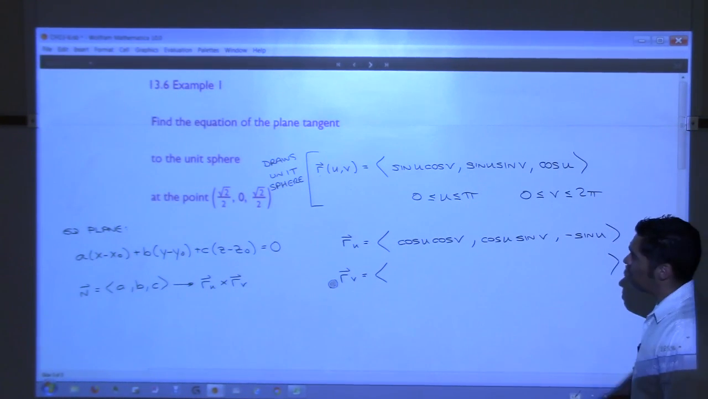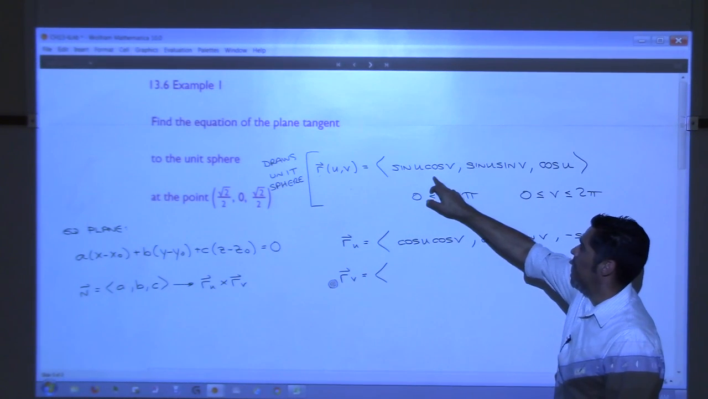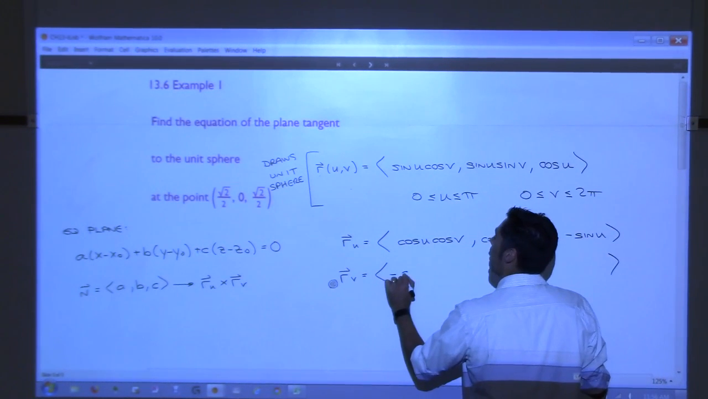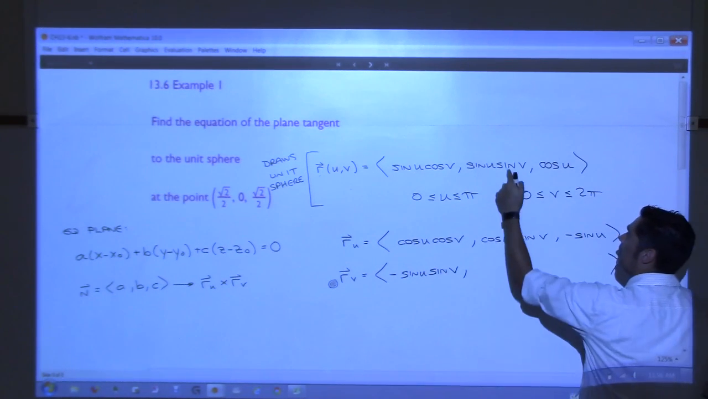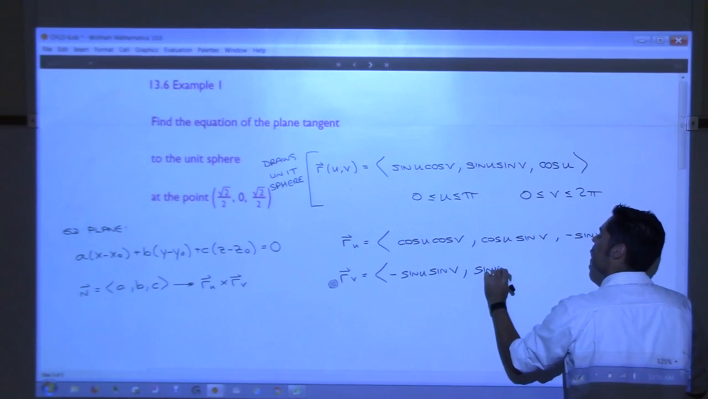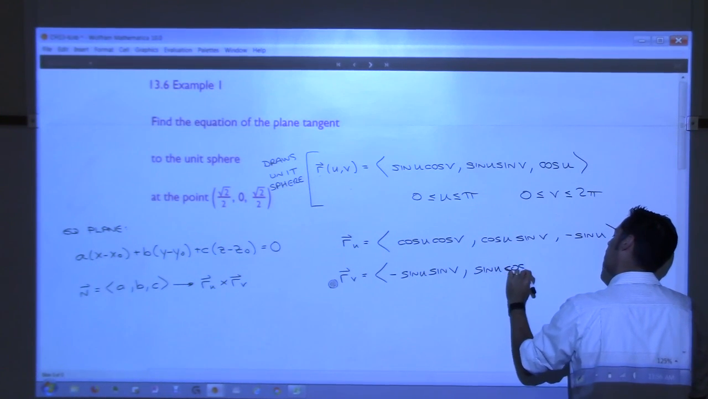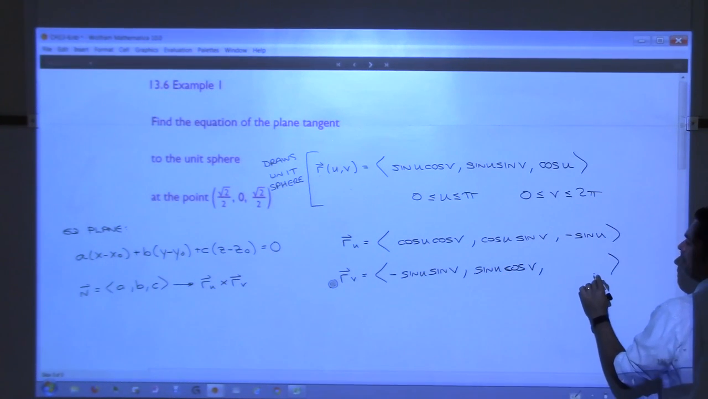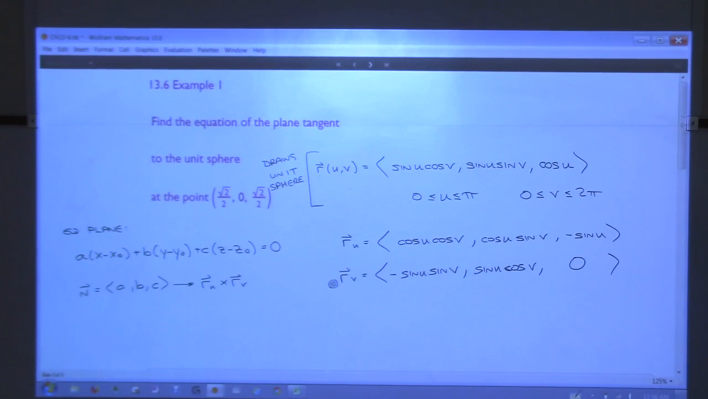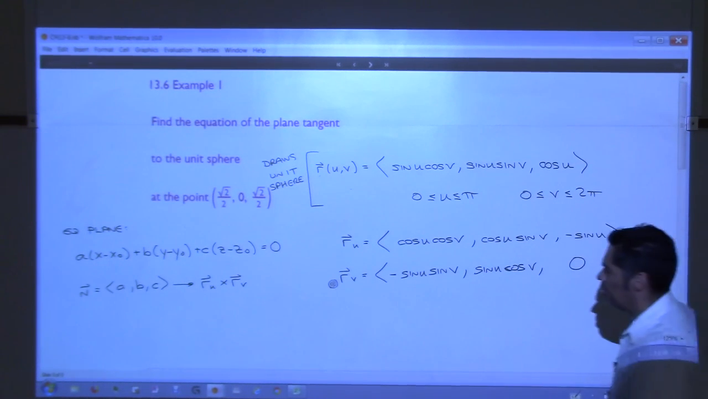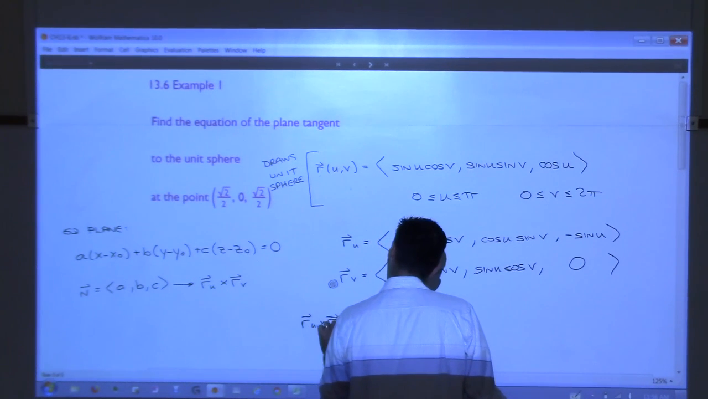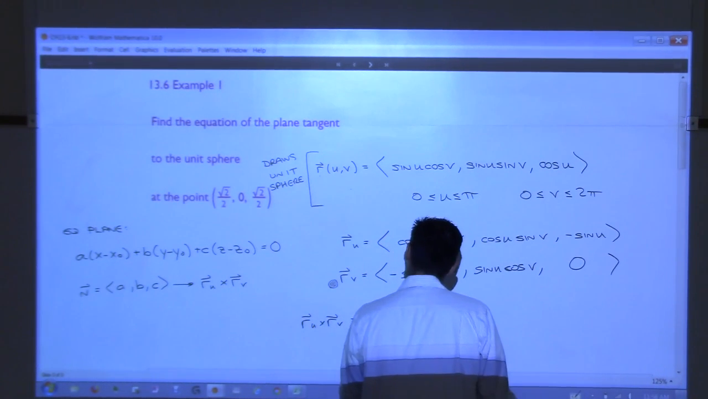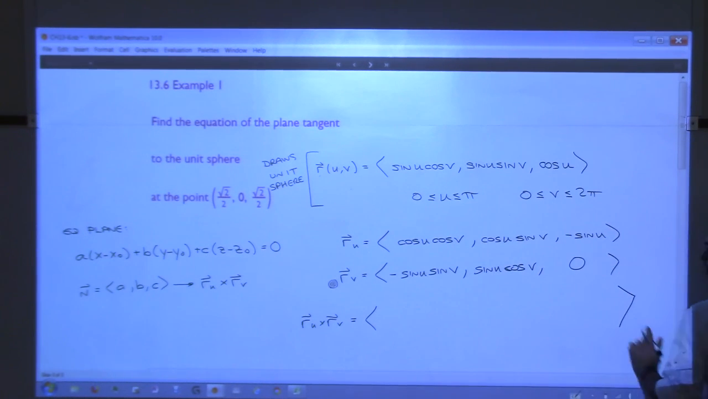So what is the partial of this with respect to v? So I'm going to have a negative. So negative sine u sine v. And then here, sine u cosine v. And finally, 0. And now let's cross the two. When I do a cross product, I get a vector, don't I? All right, let's take our time.